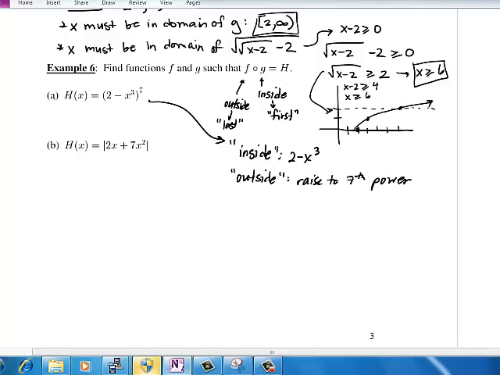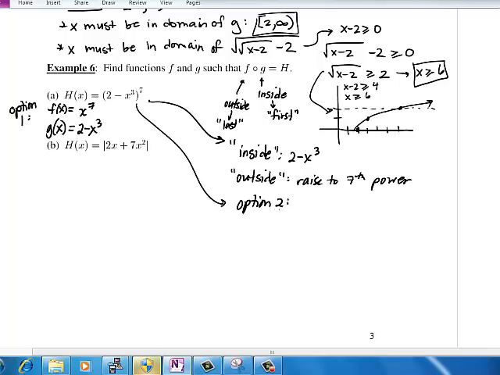So we could think if we take f of x to be the outside thing, raising to the 7th power, we'd have x to the 7th for the outside function. And then the inside, we could have 2 minus x cubed for g of x. That would be option 1.